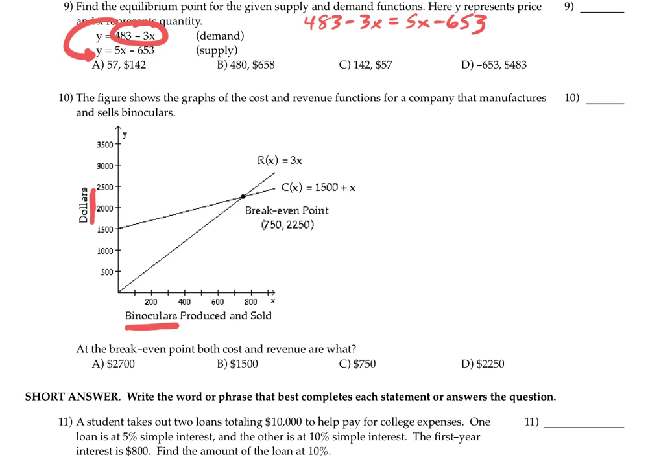But pay attention to the question. Our question here is not an ordered pair. This says, what's the break-even point for cost and revenue? Cost and revenue is a dollar amount. Cost, like how much does it cost me? How much is the revenue? How much am I making? That's a dollar amount. If it said how many binoculars do I have to sell to break even, then I would want the X value. But here I want the Y value. So 2250 would be the break-even point for the amount of money.